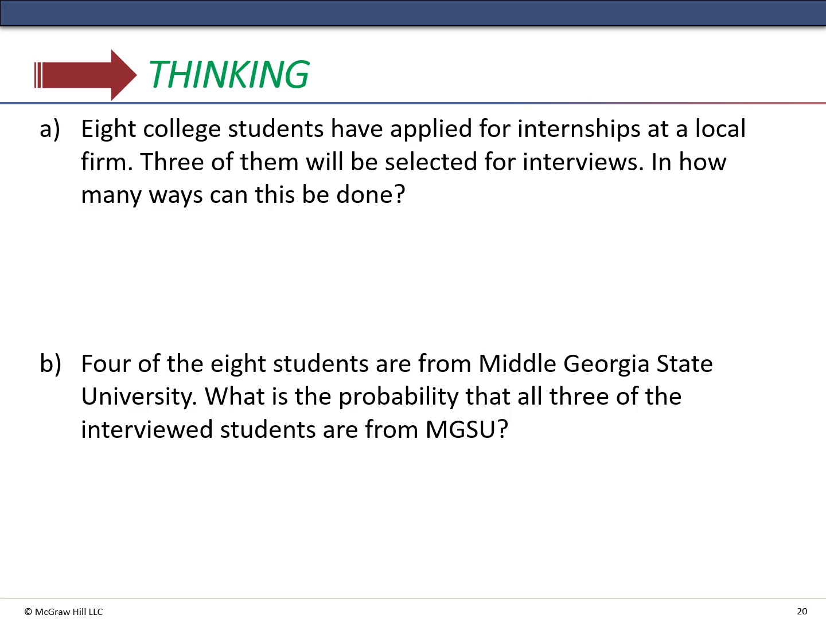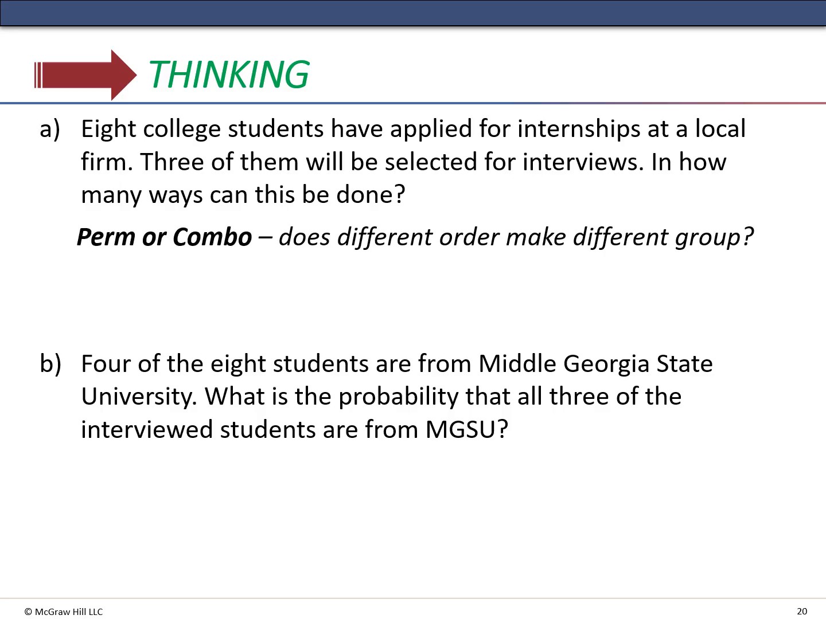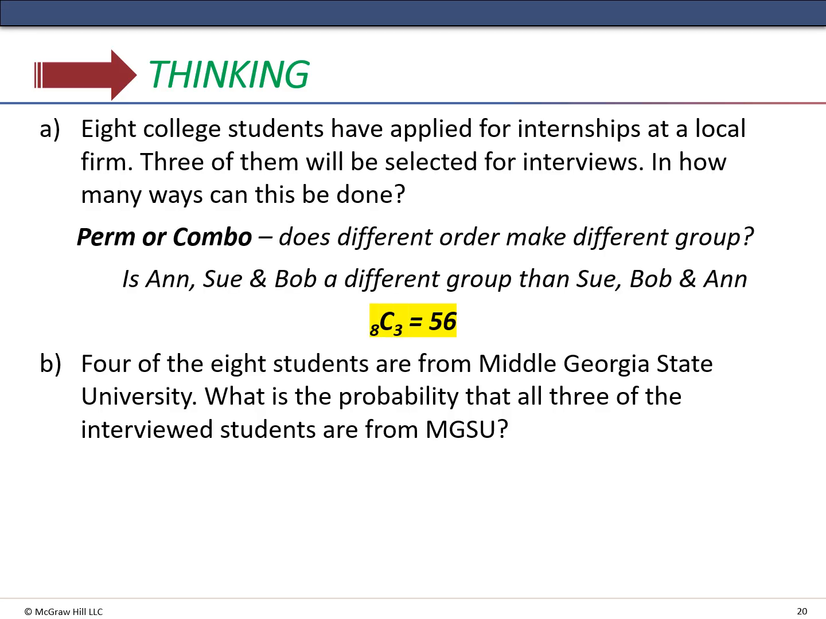All right, so we have 8 students and we're looking for interviews. Again, our first question is, if I select 3 people and put them in a different order, does that change the meaning? Well, we're selecting 3 of them for interviews. They're all getting interviews. It doesn't say there's anything different about this. So Bob Sue Ann is the same as Ann Sue Bob. Okay? So this is a combination problem. So we have the combination of 8 students taken 3 at a time. When we do this, we get 56. I'm not going through the computations. You can try those on your own.